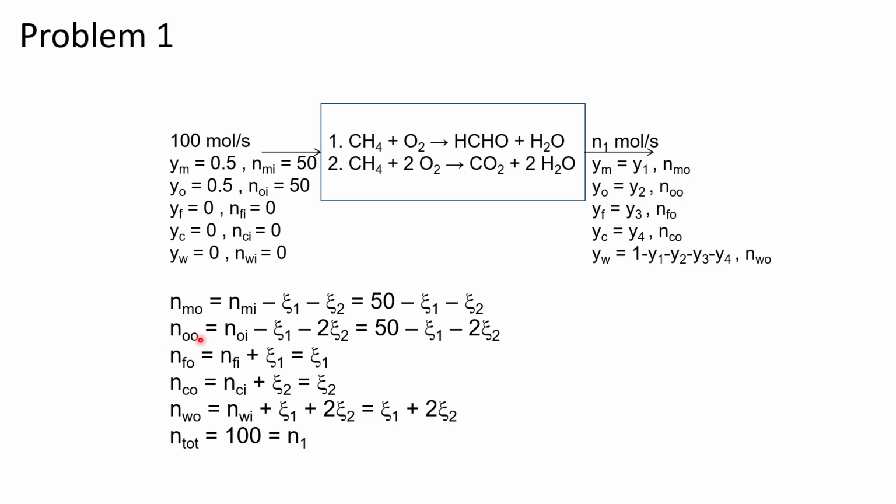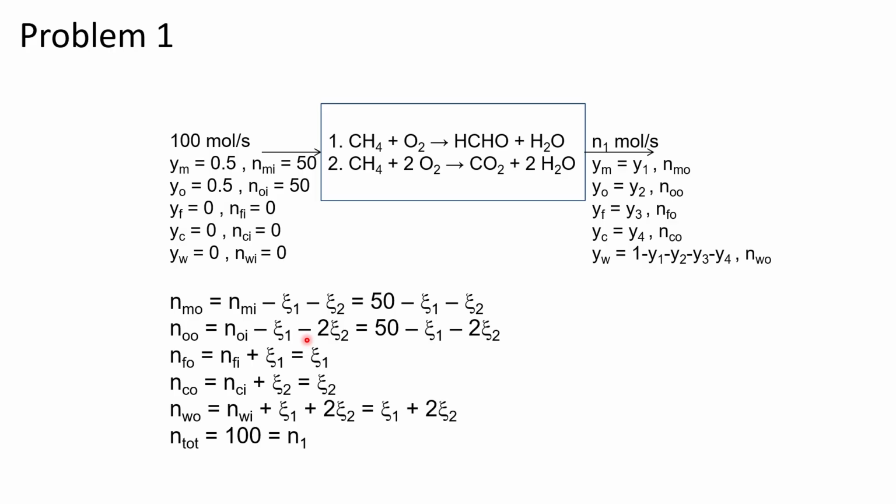Let's do the same thing for oxygen out. Oxygen out is equal to oxygen in, and we have to determine the generation minus consumption term for the first reaction. Oxygen is a reactant, so we'll use a minus. The coefficient for oxygen is 1, and then the extent of reaction is Xi1 for the first reaction.